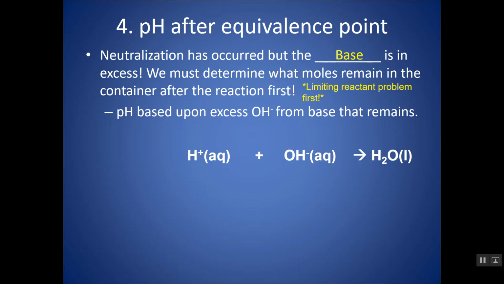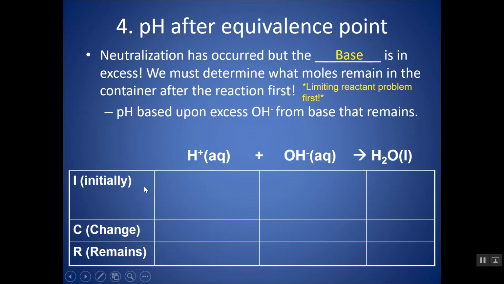Okay, so again, this is a limiting reactant problem. I'm just going to organize this in terms of an ICE box. I changed E into R for remains, and I'm going to be working in moles because I have two different containers with different volumes and different molarities. It's going to get messy if I'm not in moles.